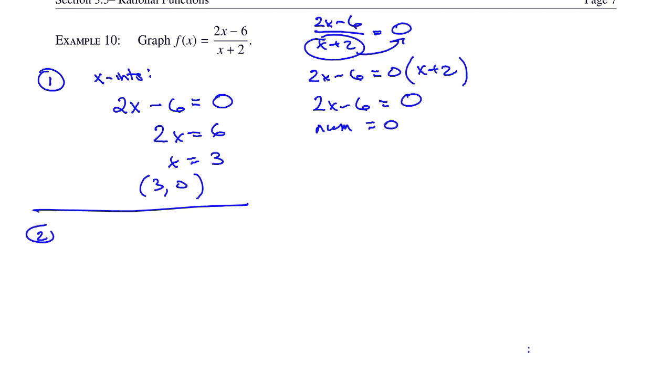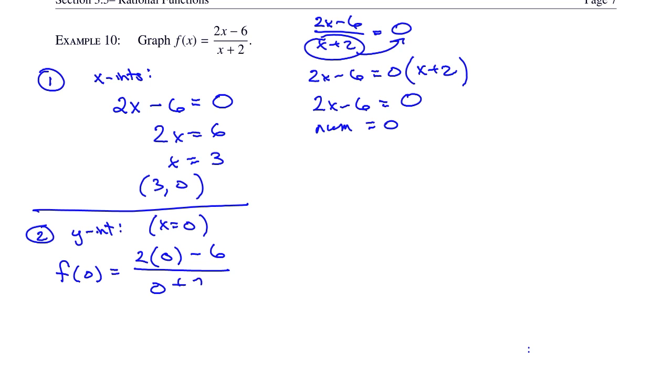Next, let me find the y-intercept. The y-intercept is when x is equal to 0. So we'll say f of 0, right? That's the notation for taking the value x equals 0 and plugging it into the function itself. F of 0 is 2 times 0 minus 6 over 0 plus 2. That's negative 6 over 2, which is negative 3. That gives me the point 0 comma negative 3.